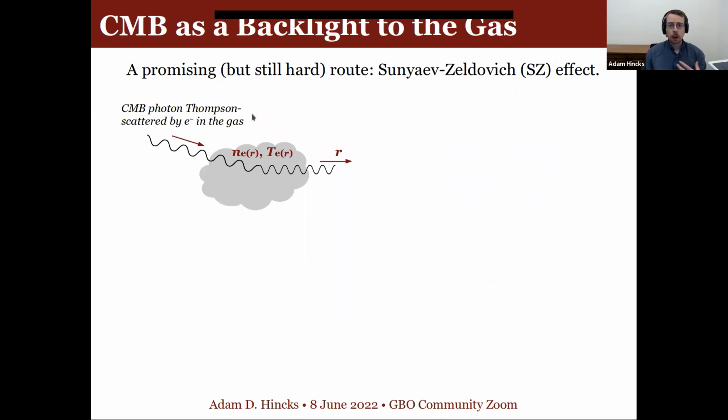So for those of you who might not be immediately familiar with this, the idea is that you have radiation from the microwave background. Some of that, if it goes through an ionized gas, some of those CMB photons will inverse Thomson scatter. So typically we think of the Sunyaev-Zeldovich effect, or the SZ effect, in clusters of galaxies that are filled with a diffuse ionized gas.